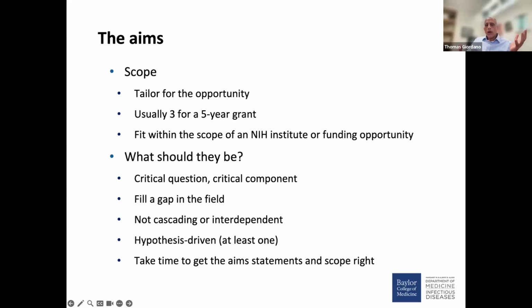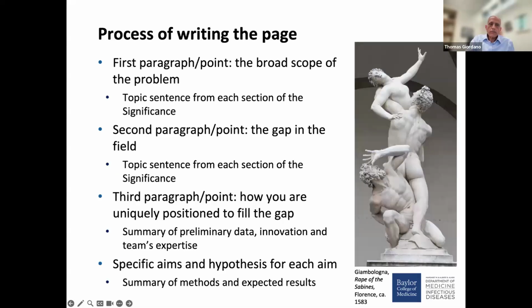You need at least one hypothesis. Purely descriptive work generally is not going to be funded. And take a lot of time to get the aim statements and the scope right. Because, like I said, it does frame everything.